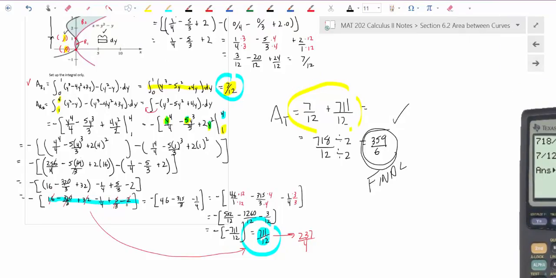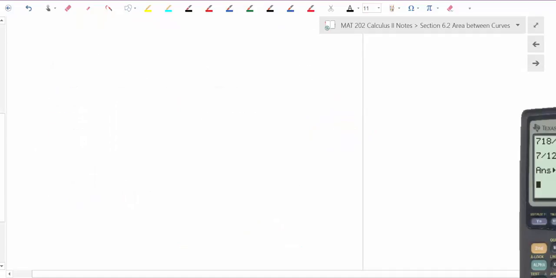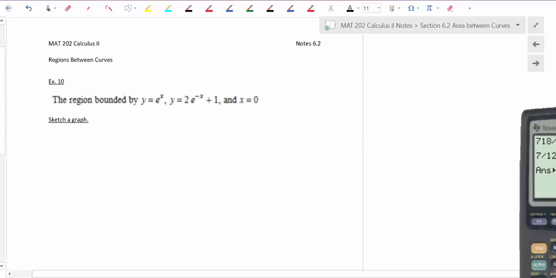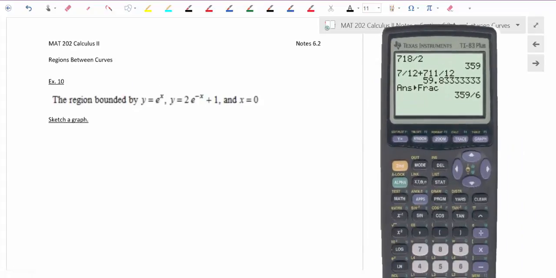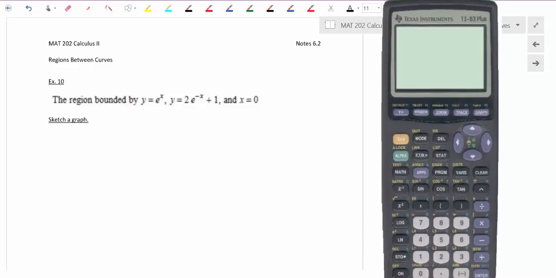Now what I'm going to do is move to the next problem here, and I'm going to finish up this example 10. Now we're going to do a graph on this one. I didn't give you a graph on this one, so the expectation is that we would use our graphing calculator to get this one put together.